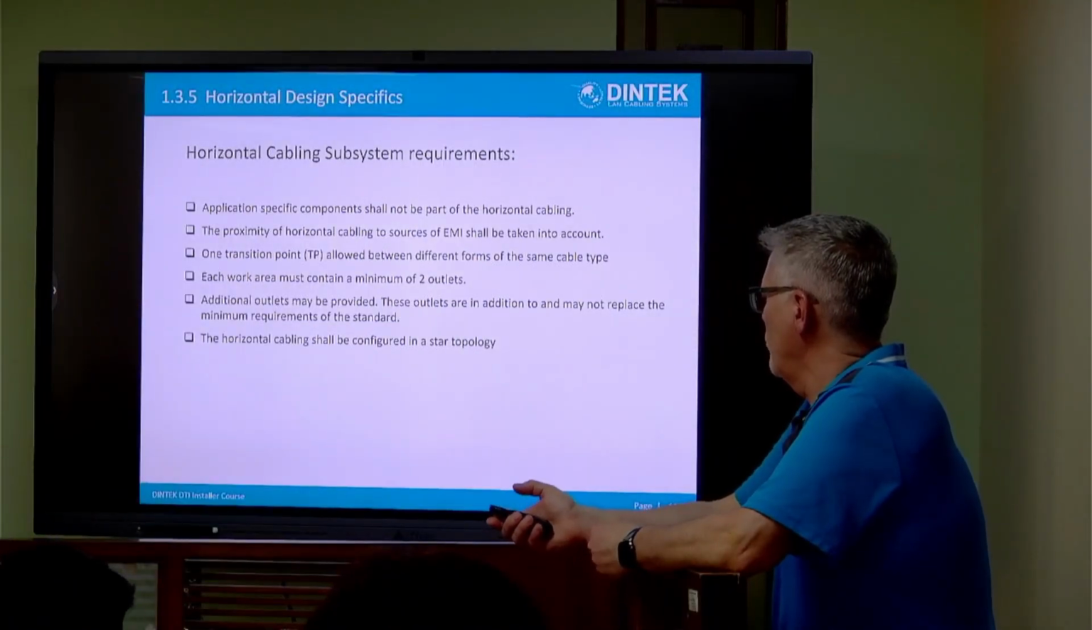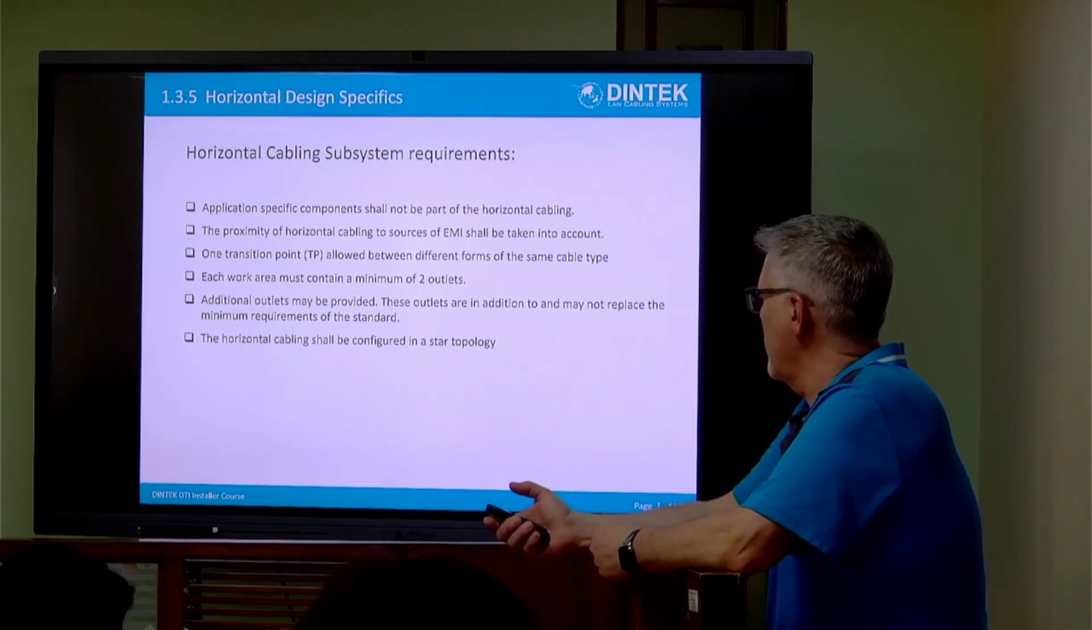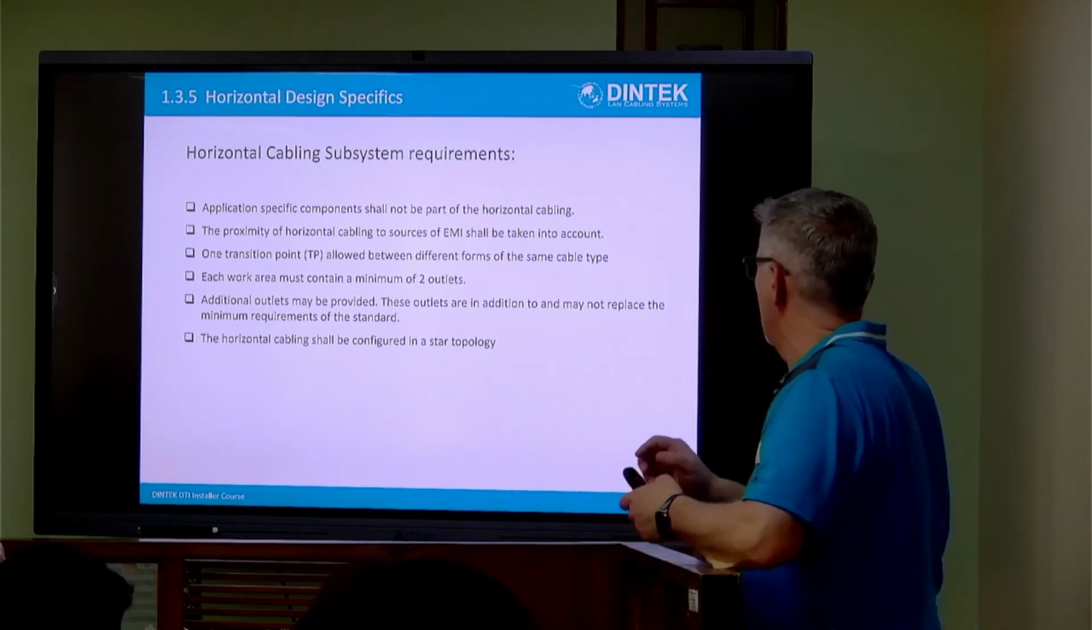Horizontal cabling shall be configured in a star topology. So, star topology.